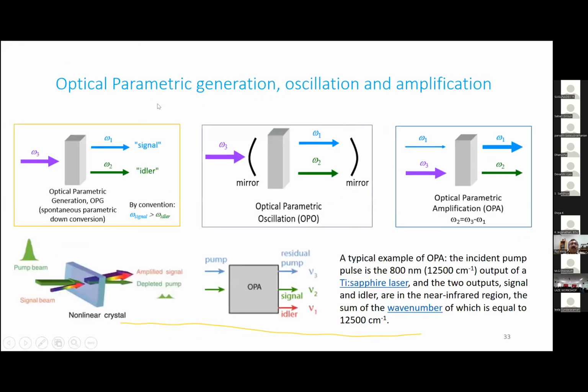So this is a diagram of optical parametric generation. It's the same as SPDC. So you generate signal and idler. When you put it in a cavity like this with mirrors, that becomes an optical parametric oscillator.